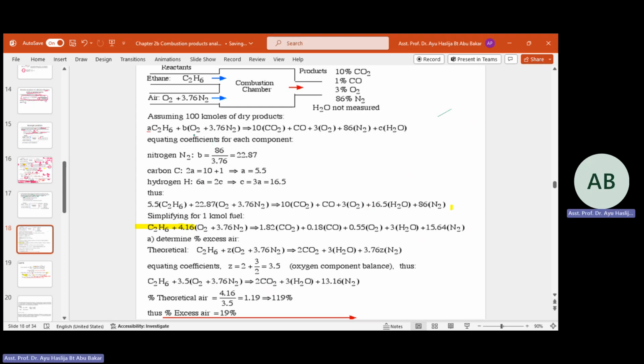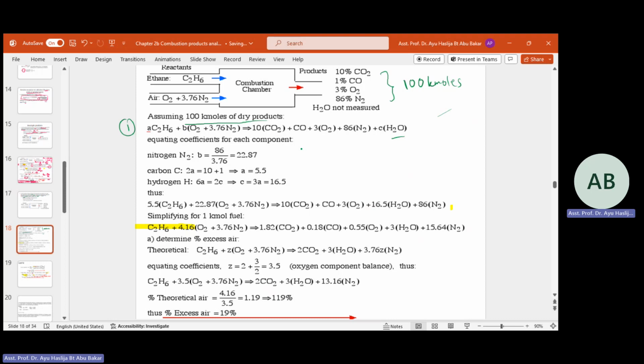Where here, the solution guides you to assume 100 kmols of dry product, since the infos given are on the dry products. Okay, all of this dry. We assume 100 kmol of the dry product. Okay, so generate the combustion equation: the fuel, the air, and the dry products, plus the H2O, which is not measured initially, right?